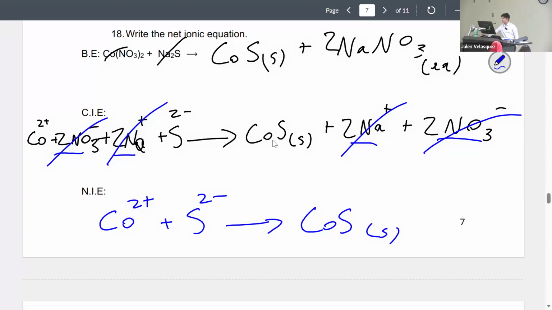Okay. So any questions on 18 here? Can you write the net ionic for the reactants? Do you not need to put like aqueous? Yeah, so you should put aqueous. I was just lazy there, but it's not going to really matter on multiple choice tests. Okay.